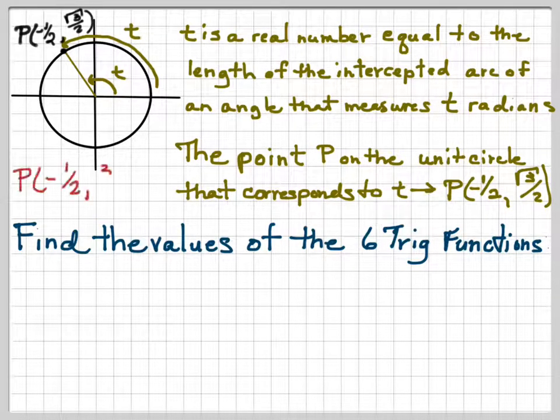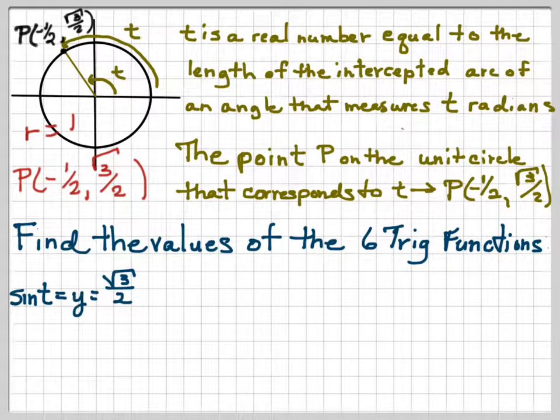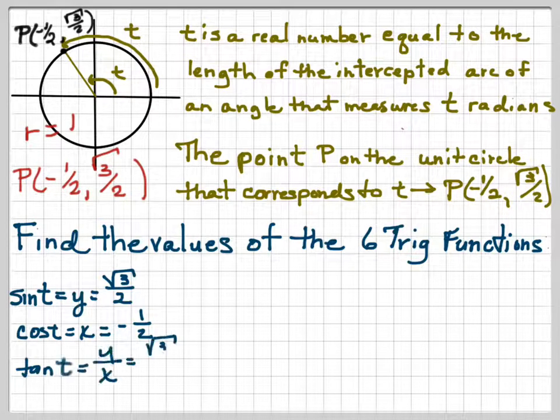Now let's reiterate the information. P is negative 1/2, square root of 3 over 2, so that gives us our x and y values. And remember, the radius is 1. So the sine of t would be y, which is just square root of 3 over 2. The cosine of t is x, which is negative 1/2. The tangent of t is y over x, so if we substitute square root of 3 over 2 for y and negative 1/2 for x, we can strike out those two, the denominator of the numerator and the denominator of the denominator, because they cancel out. So we have negative square root of 3 for tangent t.